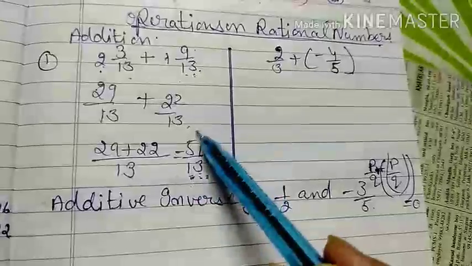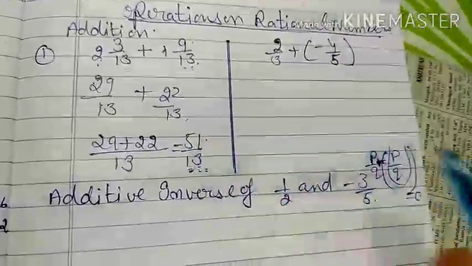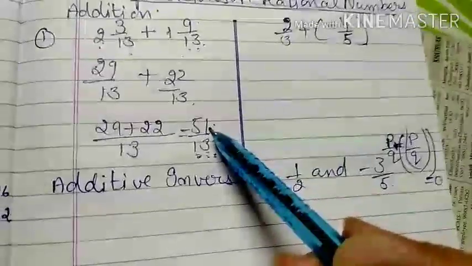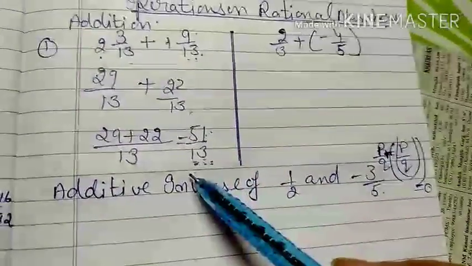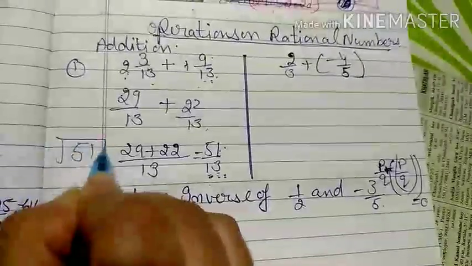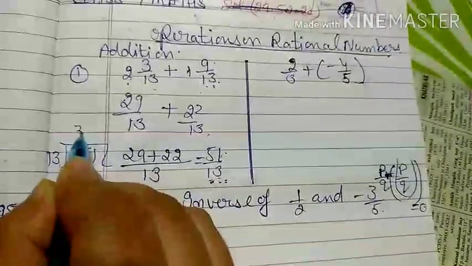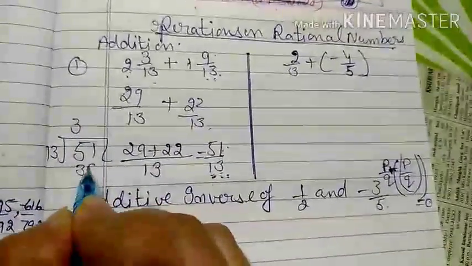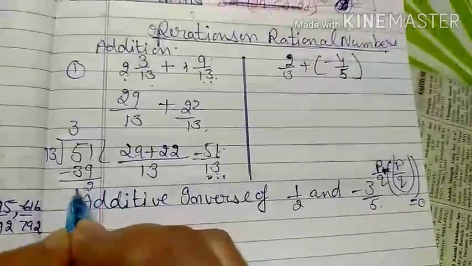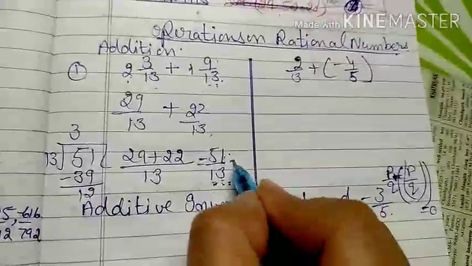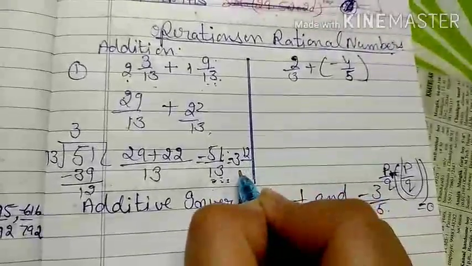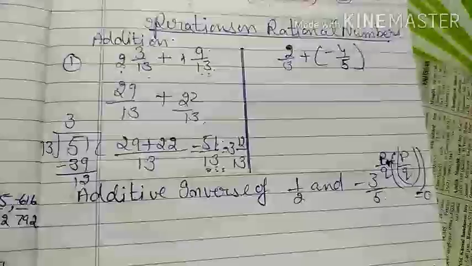So this is already in lowest form. I just convert it back into a mixed fraction, because it is an improper fraction, the numerator being greater than the denominator. So I divide 51 by 13. First it goes 3 times, that gives me 39, and the remainder is 12. So how do I write it? Quotient, remainder upon divisor. So that is my answer.